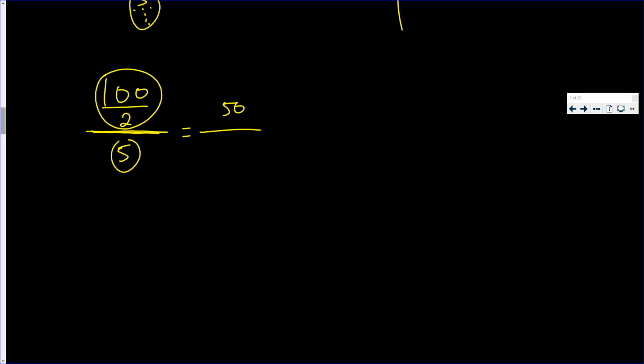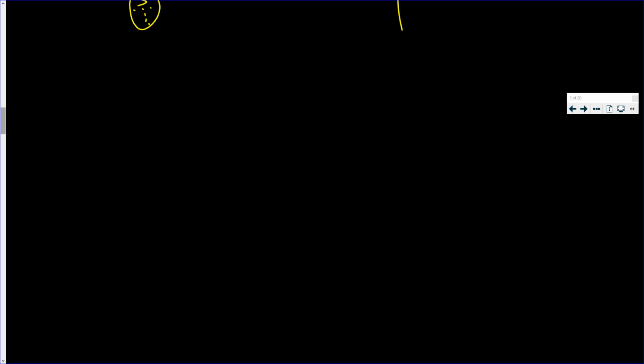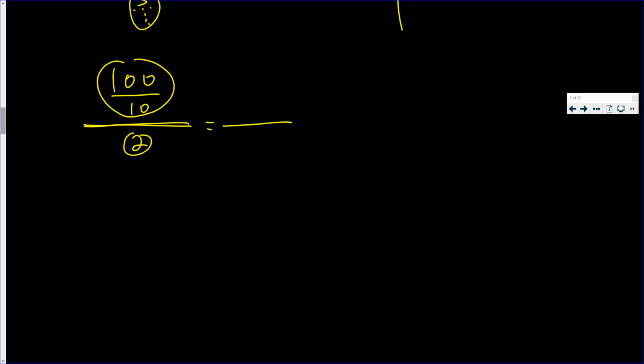I don't know why I'm doing this because it's ridiculous. So I apologize. Suppose you have 100 divided by 10 divided by 2. So it is this number divided by this number. Now the first number happens to be its own fraction. 100 divided by 10 is 10. Divided by 2 is 5.